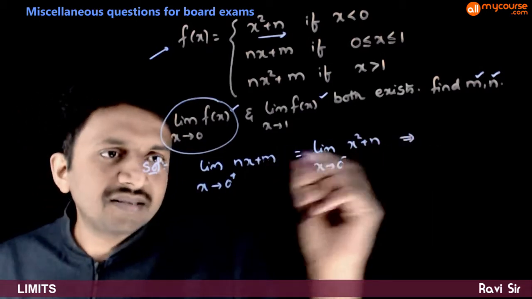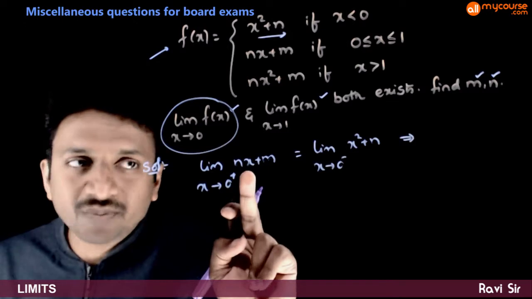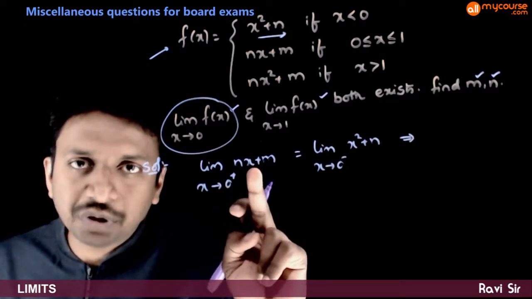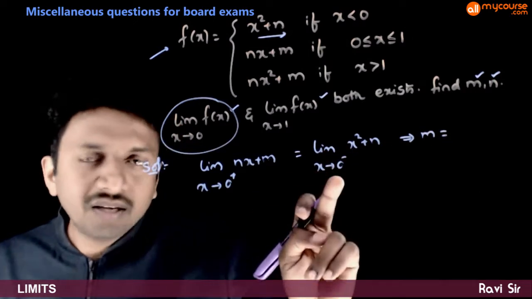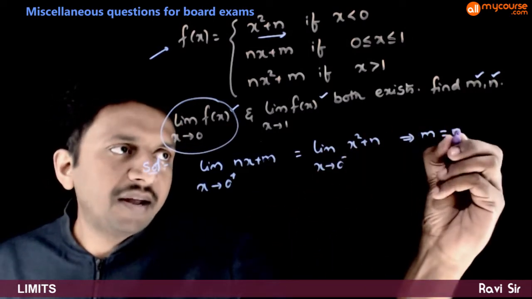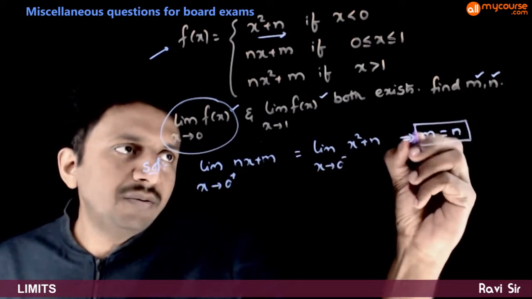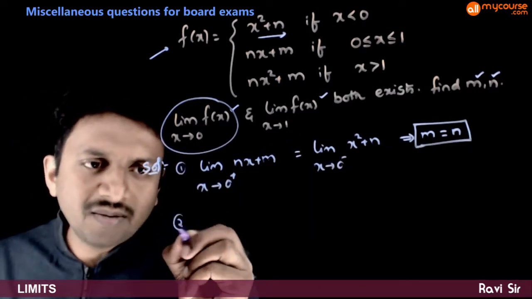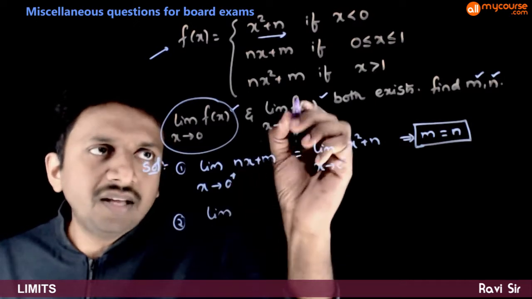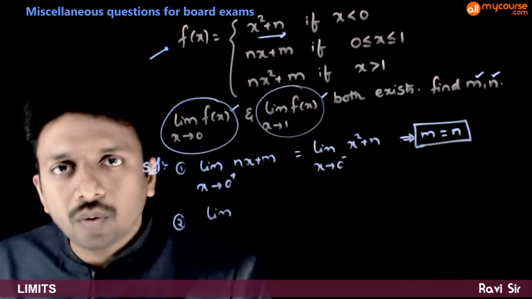So this implies, limit x tends to 0 of nx plus m, just do the direct substitution, 0 plus m, is equal to limit x tends to 0 of x squared plus n, again n. So m is equal to n. That's the first information. So similarly, let us do the limit x tends to 1.